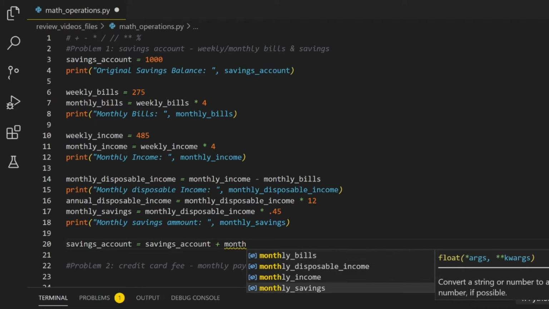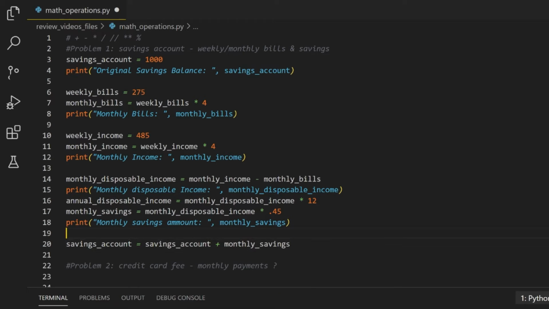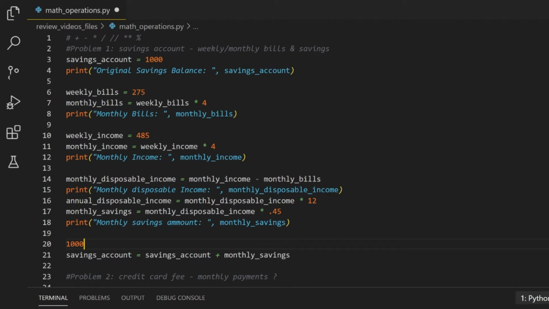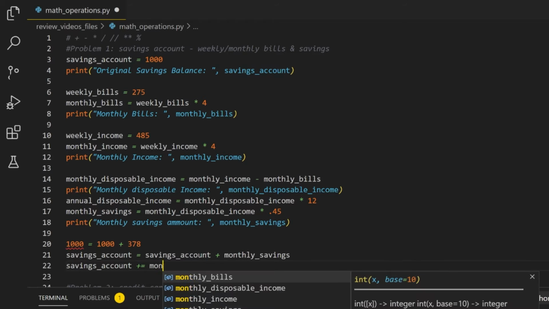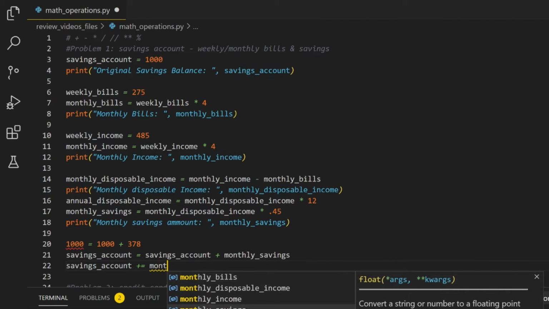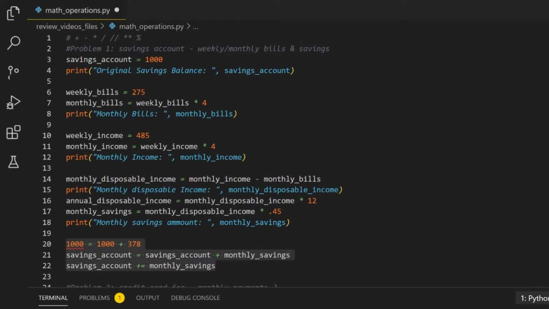And what that's basically going to say is, hey, you have $1,000 in your savings account. Okay, well, I want you to change that to be equal to the original amount plus whatever you want to add. So in this case, it was 378. So this line is the exact same thing as doing this right here on line 20. There's also a shorthand way of doing this line. We could instead just say savings account plus equals monthly savings. And again, these three are identical.